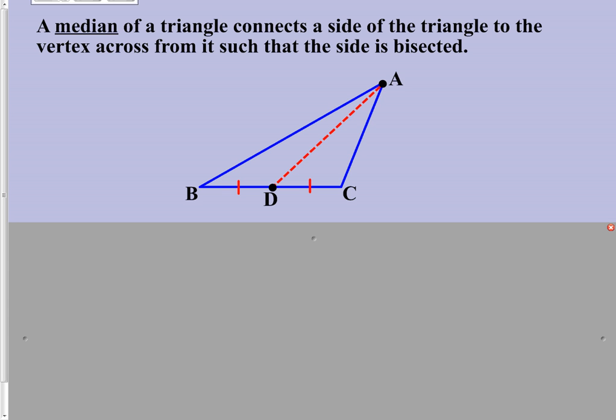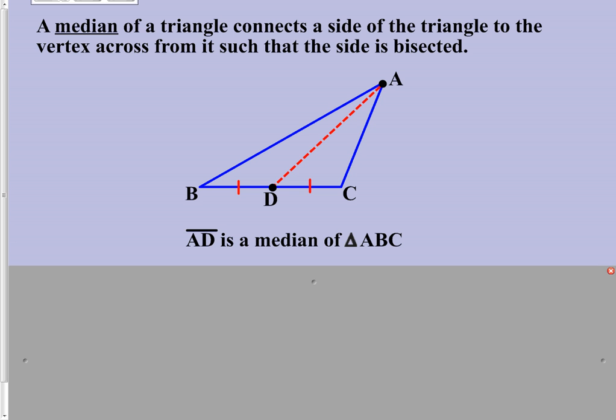Okay, so here is a possible diagram of a median in triangle ABC. Line segment AD would be said to be a median of triangle ABC. And again, simply because it follows the definition. It is connecting a point to the side that is across from it such that the side is bisected. And we can tell that it's bisected because of the tick marks that are in there.